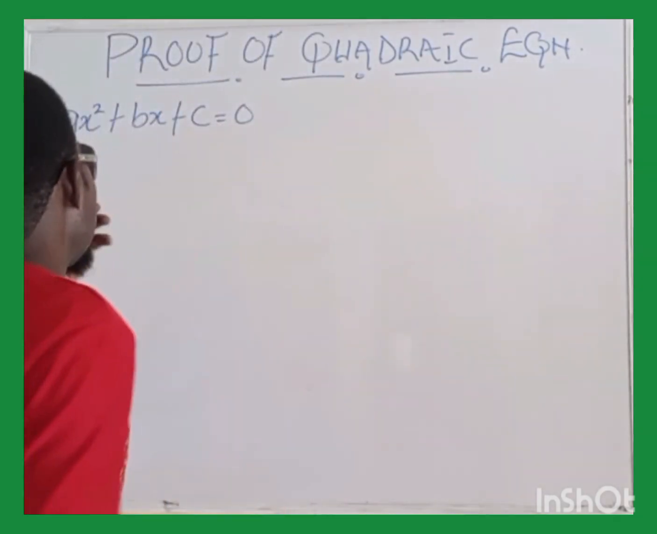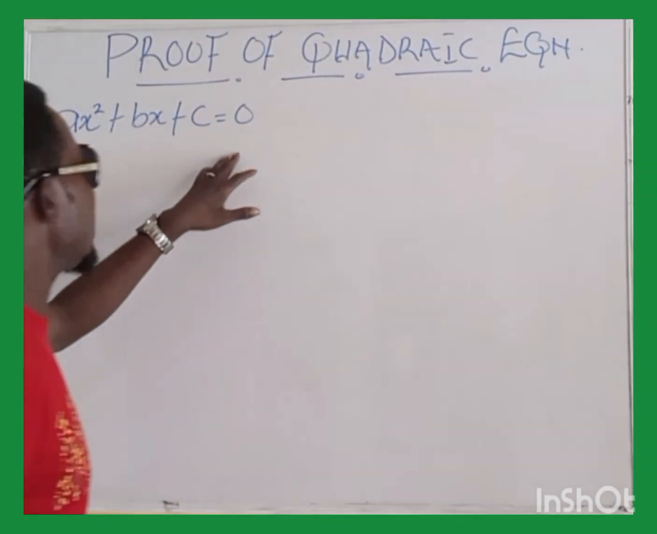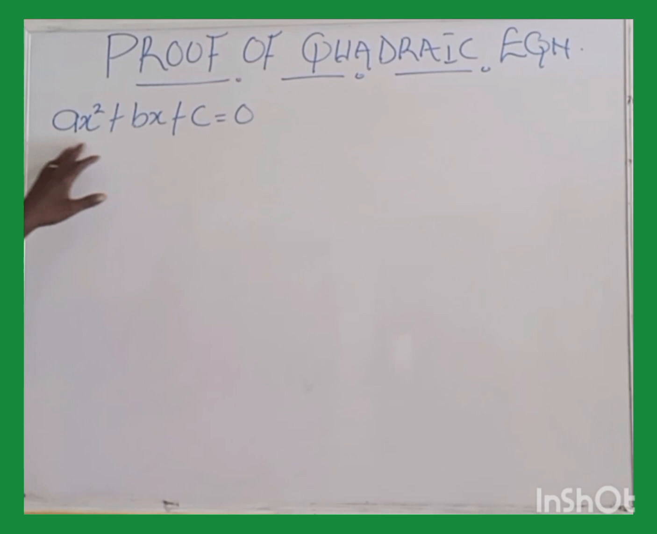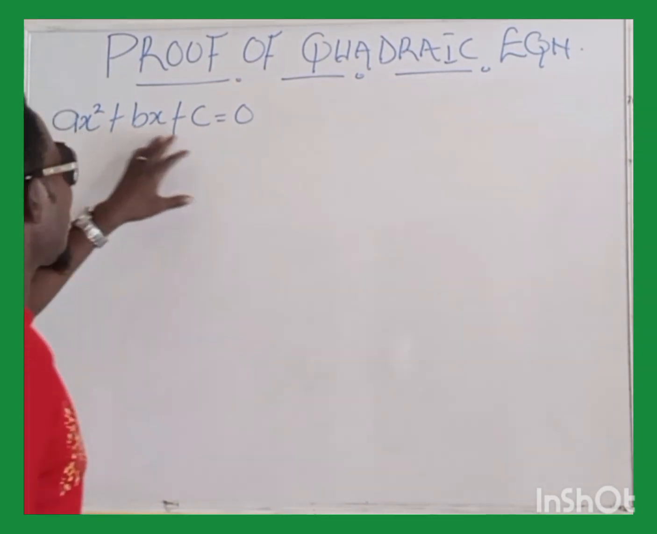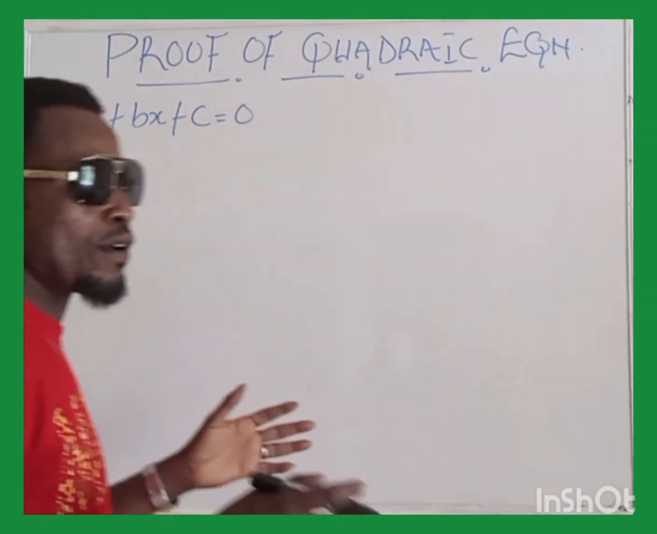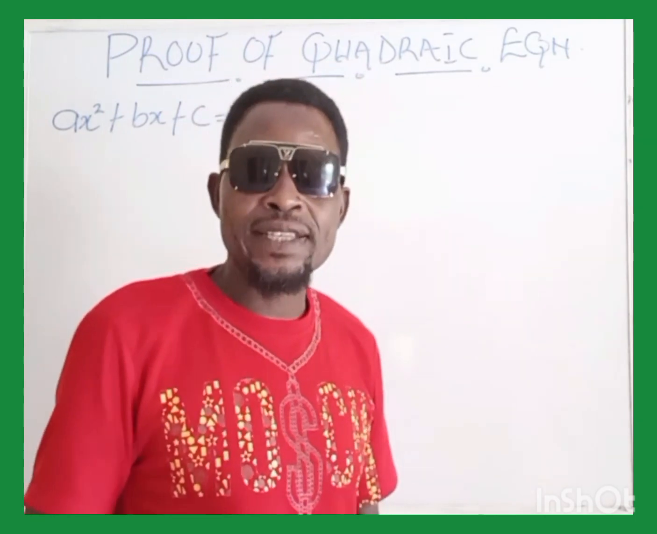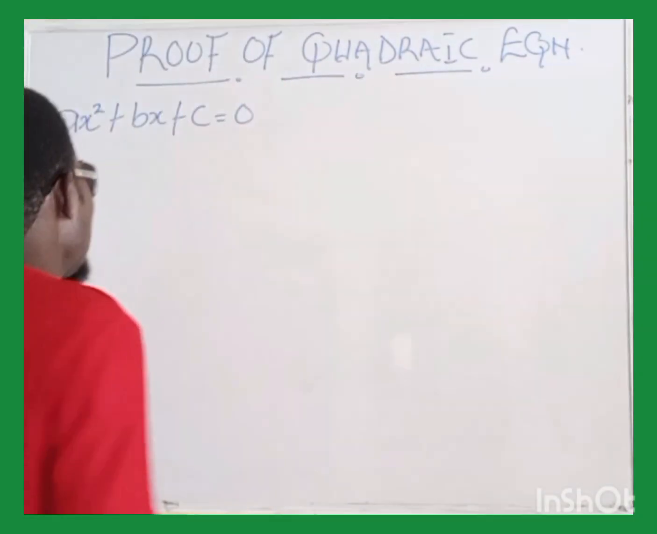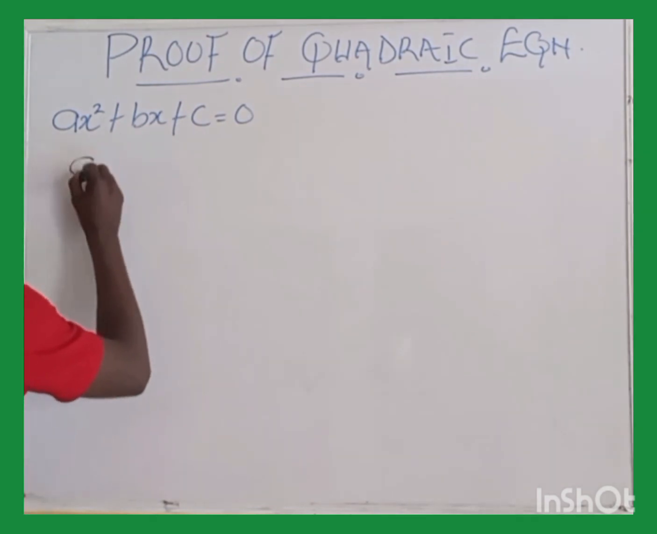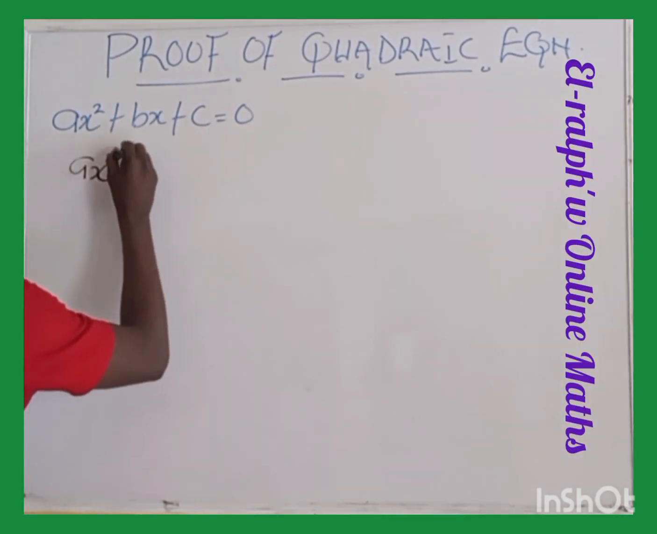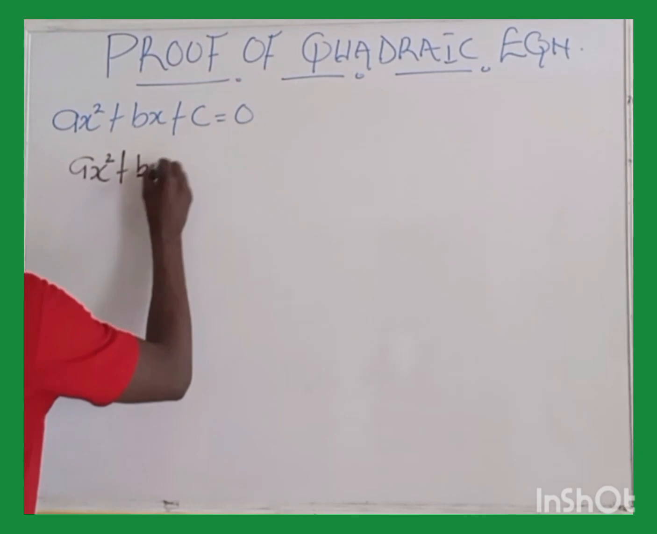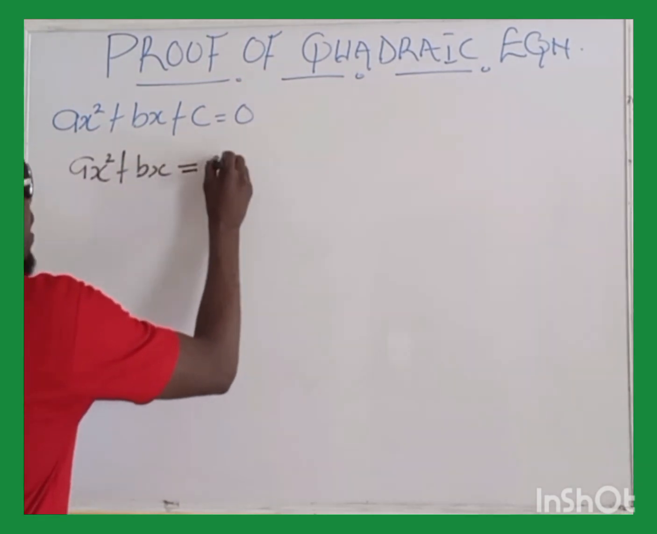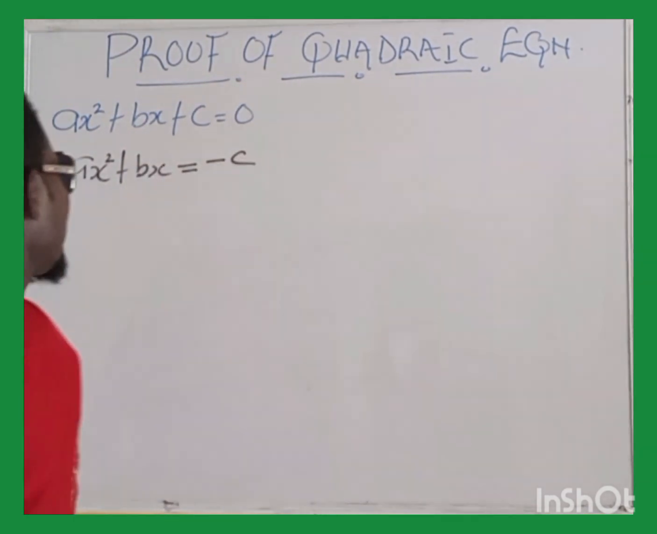So let's start now. The very first thing to do in this equation is just to collect like terms. Let all variables with x be at the left hand side and the constant be at the right hand side. Let's do that. So we have ax squared plus bx equals minus c. That is the first step.